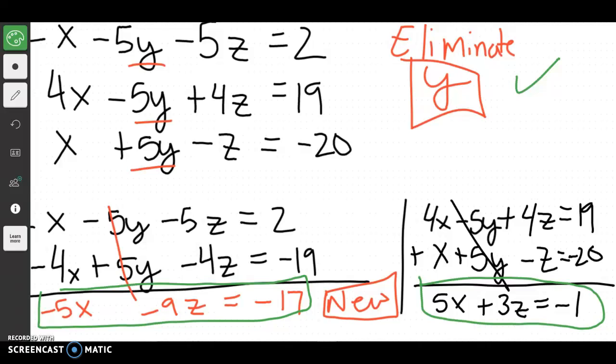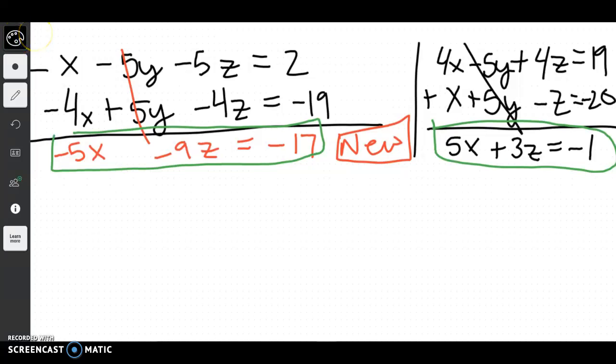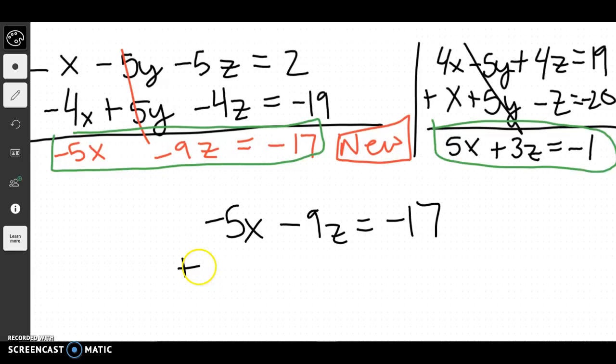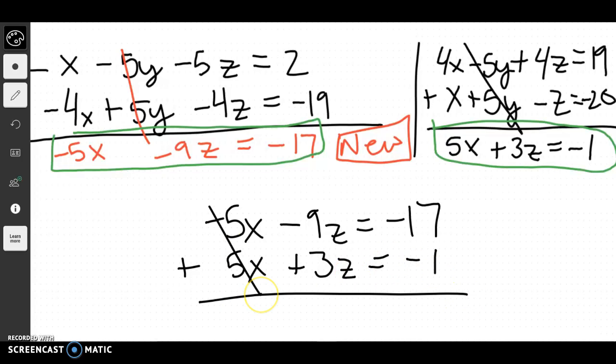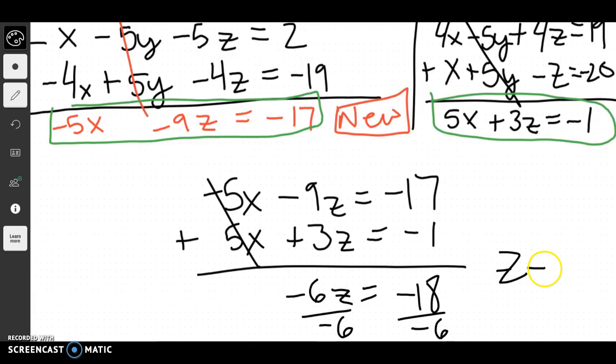After you eliminate y, you're going to take your 2 new equations and do elimination one last time. So we're going to have negative 5x minus 9z equals negative 17, plus 5x plus 3z equals negative 1. We're going to add these two things together. That will cancel. This is going to give me negative 6z, and this will give me negative 18. And now I found what z is, which is 3.